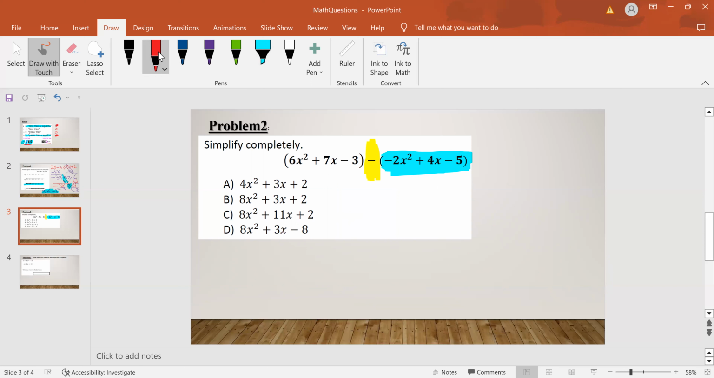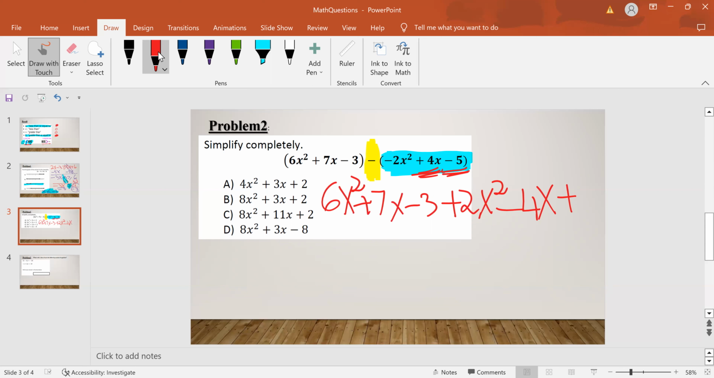Okay, so removing the parentheses, you're going to have 6x to the second power plus 7x minus 3. Now that negative sign in yellow will change the negative 2x squared to positive 2x squared. That same negative sign will change the positive 4x to what? Negative 4x. The same negative sign will change the negative 5 to what? Positive 5.